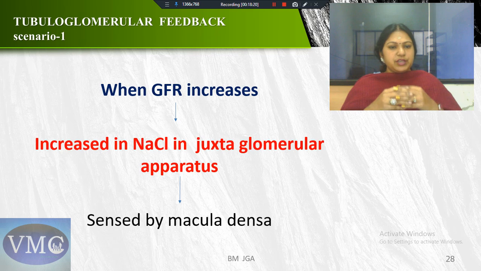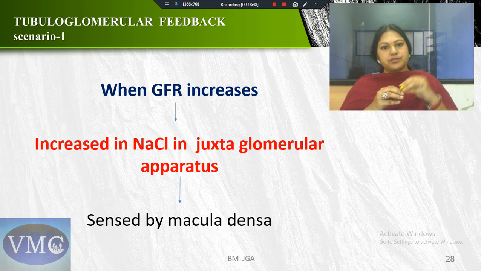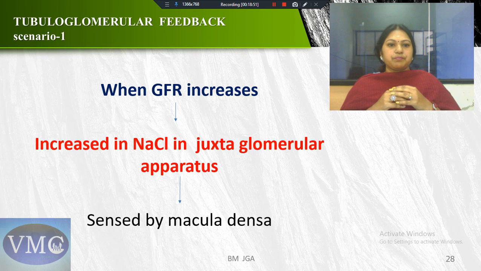Next one, which we want to concentrate on in this session, is the tubulo-glomerular feedback mechanism, where the Juxta glomerular apparatus comes into play, because our class today is Juxta glomerular apparatus. For the sake of understanding the myogenic, I have included that myogenic also here. So tubulo-glomerular feedback mechanism, scenario 1. Whenever there is an increase in the flow, there is an increase in GFR. So now what happens, there is an increase in sodium chloride concentration in the Juxta glomerular apparatus.